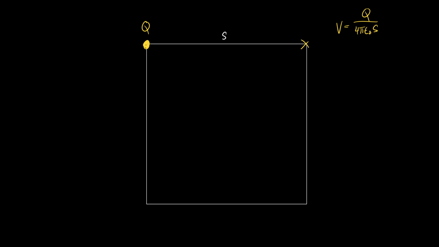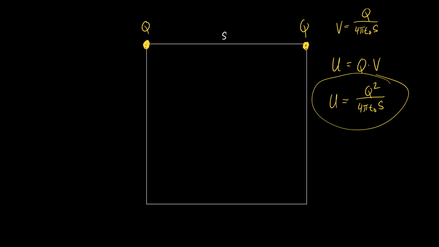So if I place another charged particle there, another Q, the amount of potential energy will just be Q times the electric potential, which for this particle will be Q squared over 4 pi epsilon naught S. Now you're going to go around the square and do this for every charge that you add. Currently, the amount of potential energy associated with the system is this.